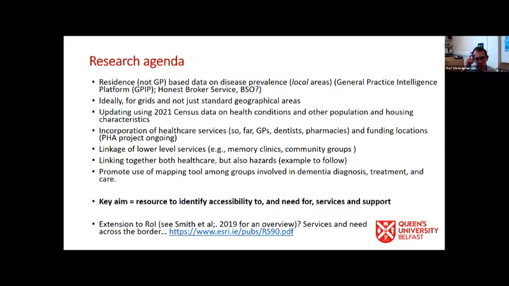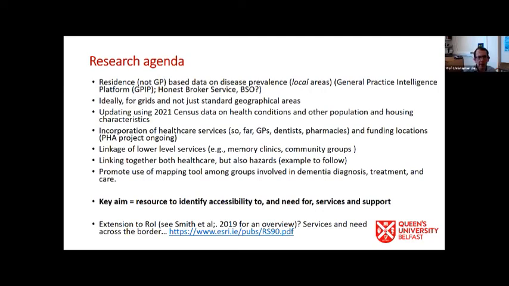So the ways that we could go forward with this, several things we could do in relation to health conditions, obviously moving beyond the GP-based data and moving to real residence-based data would be preferable. There's an initiative going on in Northern Ireland at the moment called the General Practice Intelligence Platform. I'm not sure what the absolute latest stage is with that, but that offers a potential way of accessing detailed information. There's also the Honest Broker Service through the BSO, which is another way potentially of accessing healthcare data.